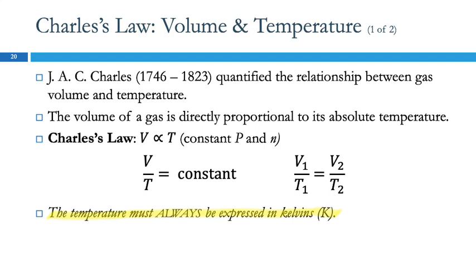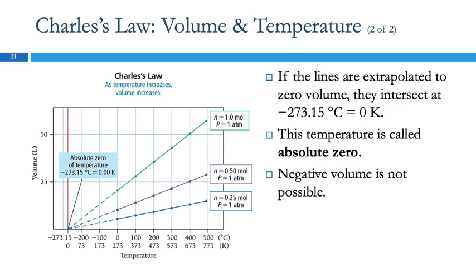So Charles' law is often expressed like this: V1 over T1 equals V2 over T2, the relationship between volume and temperature. If the temperature goes up, the volume goes up. If the temperature goes down, the volume goes down. And this is where the idea of absolute zero came from and where the Kelvin scale came from.